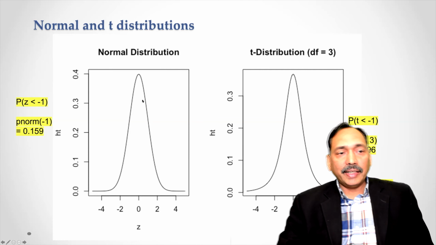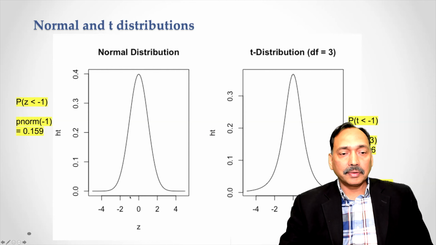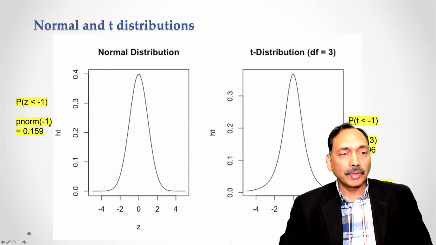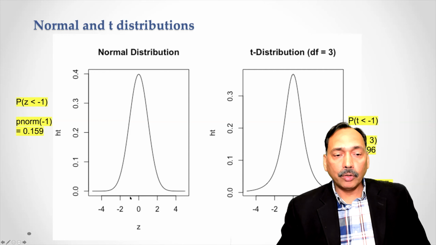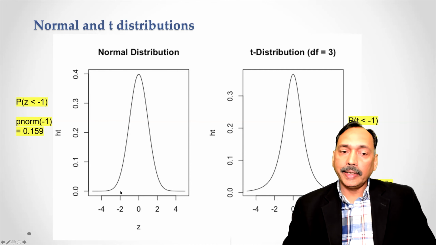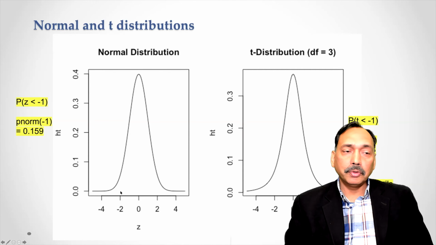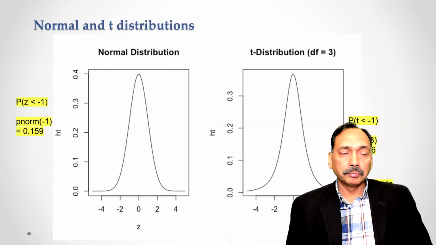If you calculate the area to the left of -1, like to the left of this point, there is a function in R, pnorm, p for probability and norm for normal distribution. Simply by using that, you can get the area. So this is like 0.159. About 15.9% of the area is to the left of -1.